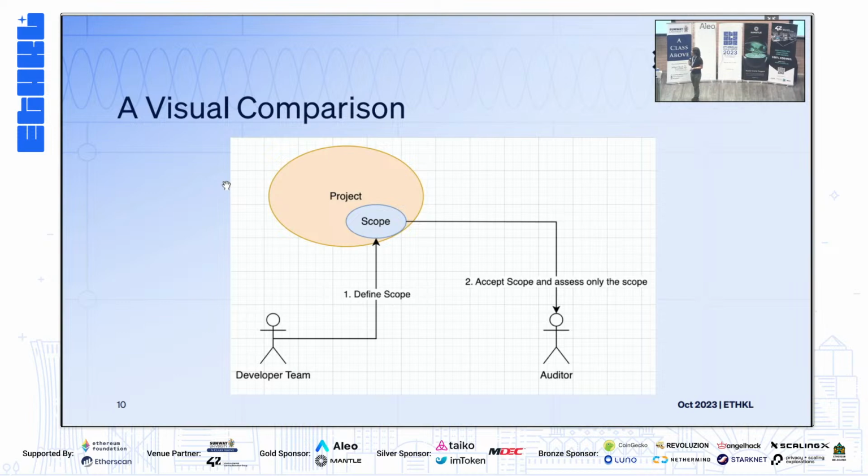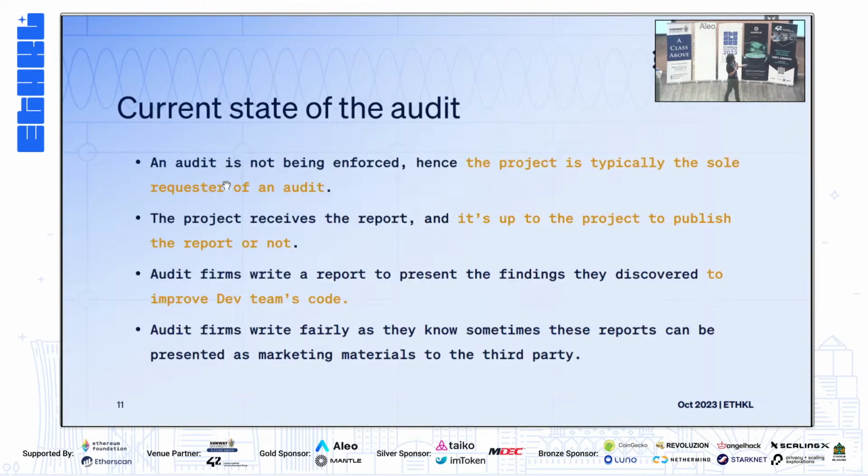So that's why we're going back. Security audit's real goal is to help developers, right? It is from the developer, for the developer, helping them to see what flaws there are in what they wanted to see. This is the current state of the audit industry in Web3. So the audit is not being enforced by government. There's no government involved here.